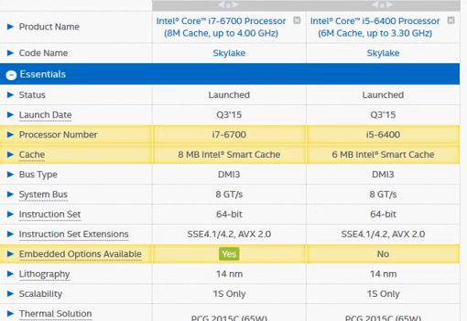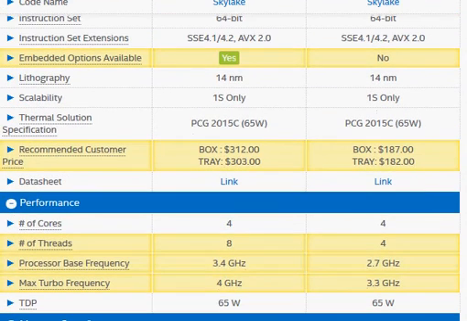Core i7-6700 with i5-6400. The one basic thing you need to know is the hyper-threading. The i7 processors have hyper-threading enabled, and i5 processors do not have hyper-threading enabled. Both of them have 4 cores.